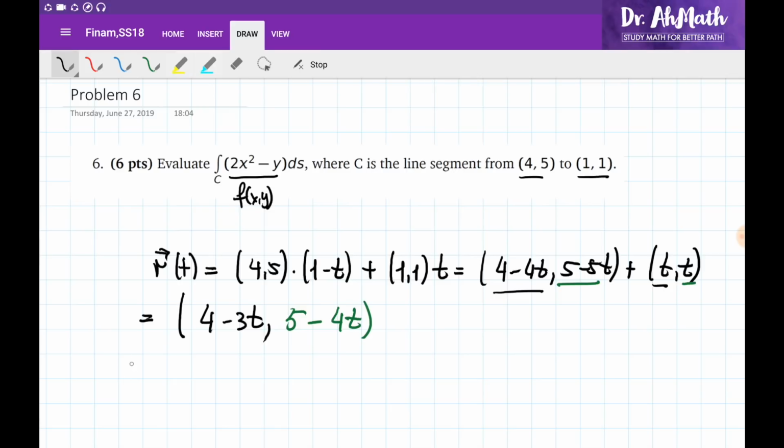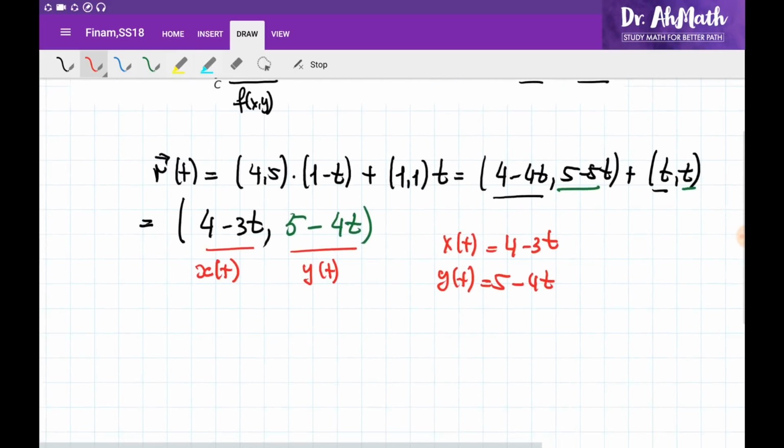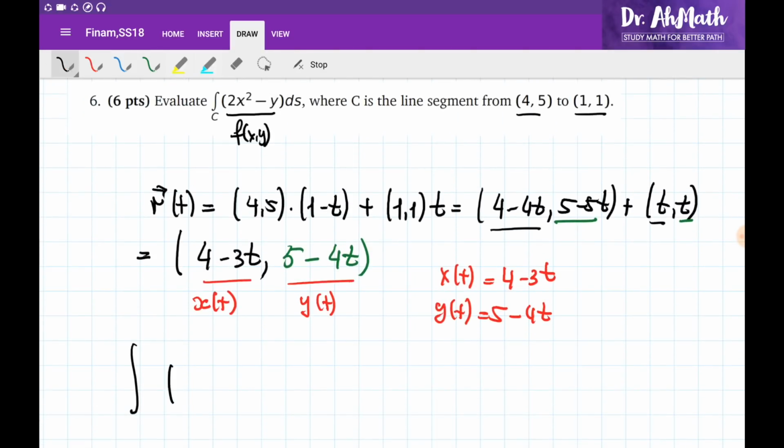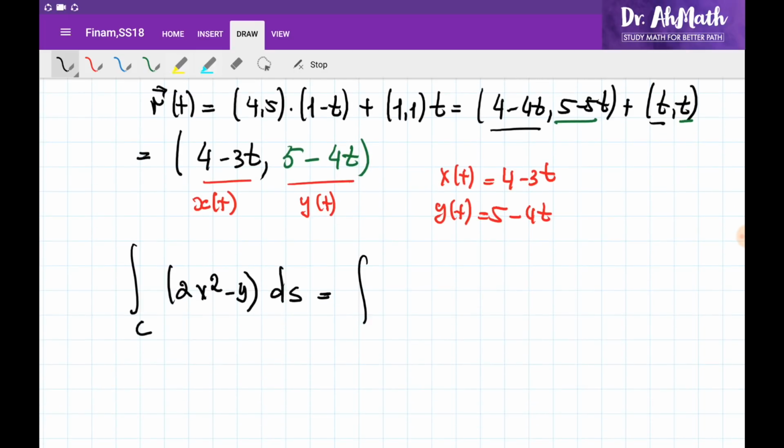So now we can evaluate the line integral. Please note that whenever we're given the vector function, the first component tells me the x component of the points on this line, and the second one tells me the y component. So basically x of t is equal to 4 minus 3t, and y of t is given as 5 minus 4t. At the same time, we can write down the line integral of this function, 2x squared minus y, along this line with respect to arc length, as the integration of this function when it depends on t only.